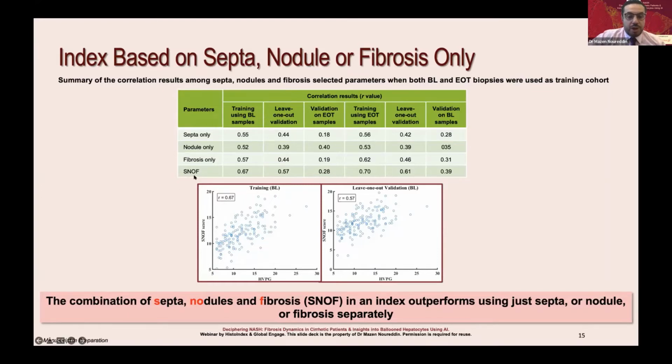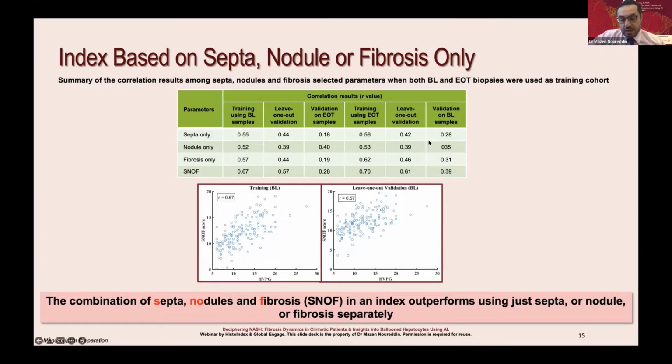And if you look at the bottom of that SNOOF score, in general, no matter what sample you look at, the baseline or end of treatment, or you add one in or add one out, the correlation overall, if you combine the parameters, was much better than any single parameter for septa, nodule, or fibrosis. So the combination of those histological features, septa and nodule fibers, performs much better in correlation with HVPG.